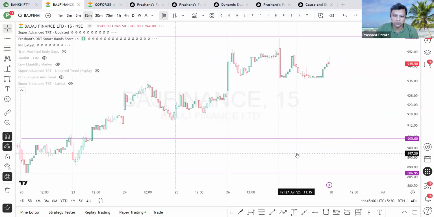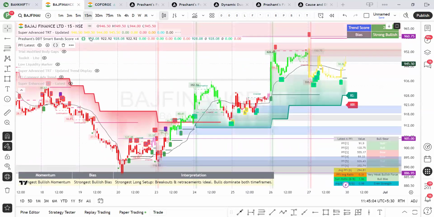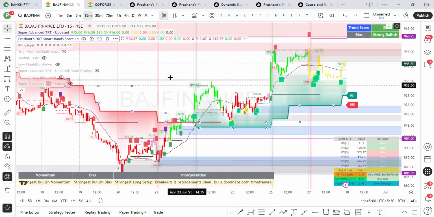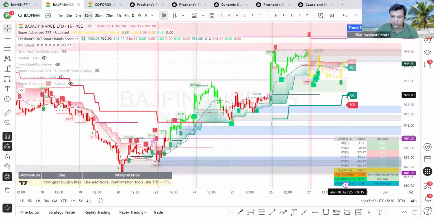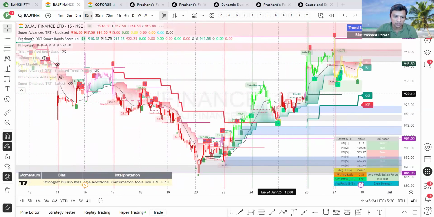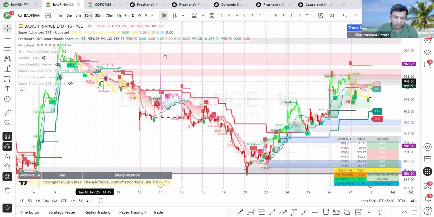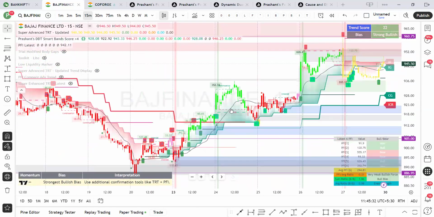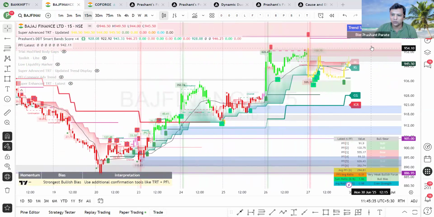And based on 15 minutes, is it moving swiftly? So for 15-minute, you can use around a similar 918. If it closes below 918, that means the TRT stop is hit and the DD smart band stop loss is also hit. You can exit. And you can see the 15-minute trend also gives big moves in this Bajaj Finance. You can keep on holding on any one of these three time frames.